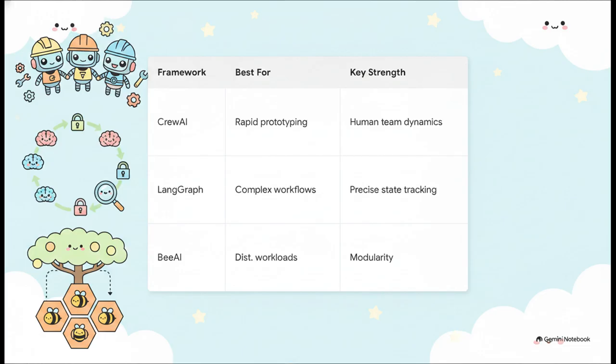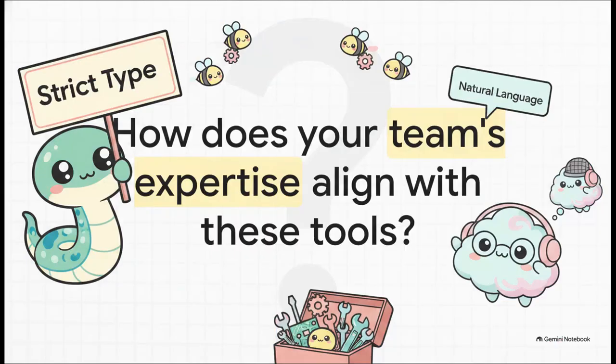But if you're building complex workflows or stateful apps where a single hallucination could tank production, you absolutely want LangGraph for its precise state management and traceability. Finally, if you're tackling massive enterprise workloads and horizontal scaling is your #1 priority, BeeAI's declarative modularity is the clear winner. At the end of the day, there is no single best framework out there, only the best framework for your specific context.